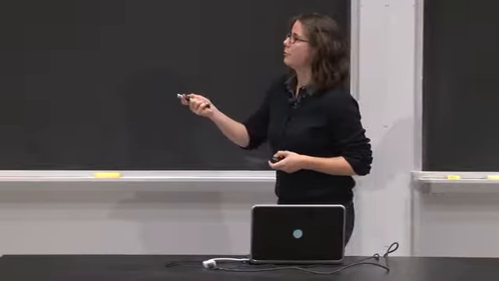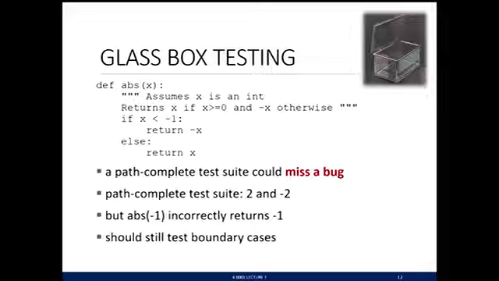So in this example, we have the absolute value of x. This is a specification, and this is the implementation that someone decided to do for this function. So a path complete test set means that you want to have a test that goes through each one of these branches. So if x is less than -1, well, -2 is less than -1, so that's good. And otherwise, which means pick a number greater than -1, so 2. So 2 and -2 yields a path complete test suite.